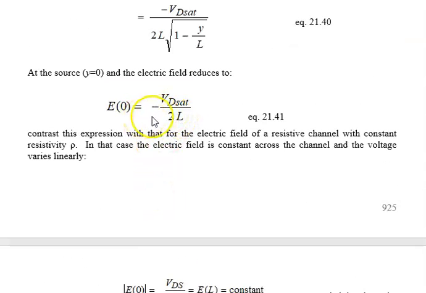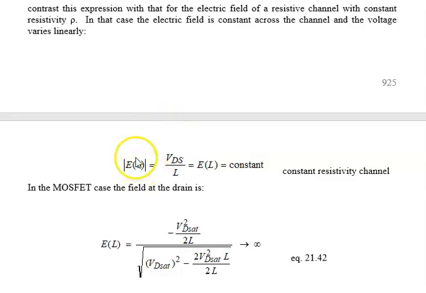And of course, it's not a function of y. So this would be the case if we had a resistive channel where the Q inversion or the charge density did not change along the channel. And then the electric field would be constant along the channel. And of course, that would be the case if we had a resistive wire. That's not the case in a MOSFET. If we had this particular relationship, we would have a rather useless device. We'd have a device which is basically a voltage variable resistor, and that's not what we want.